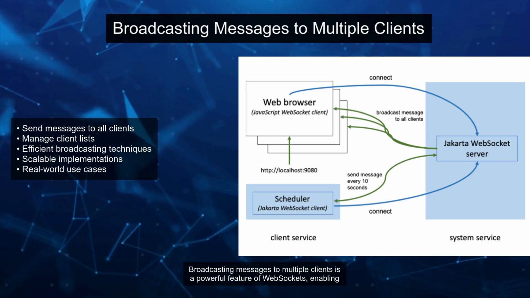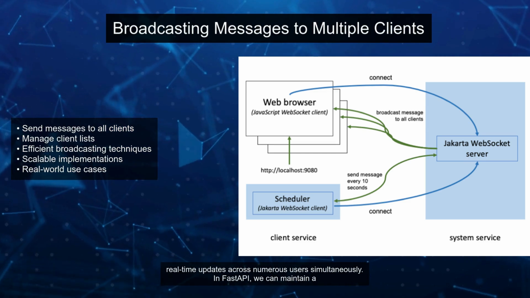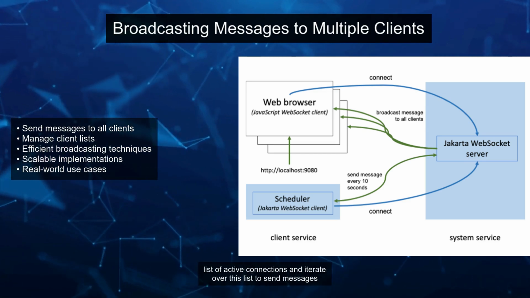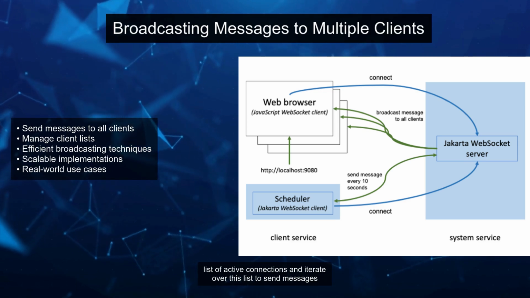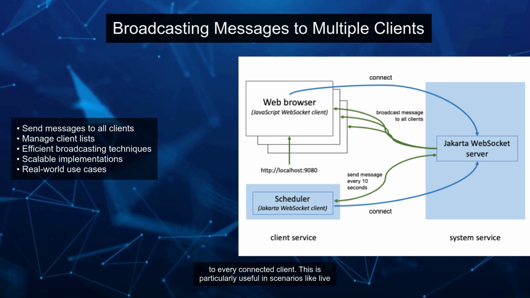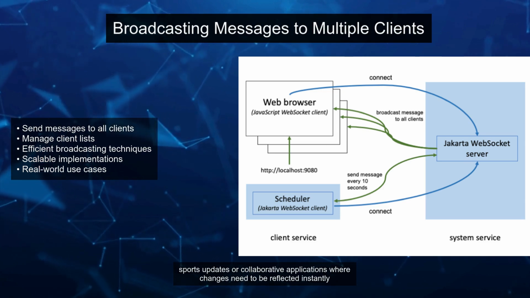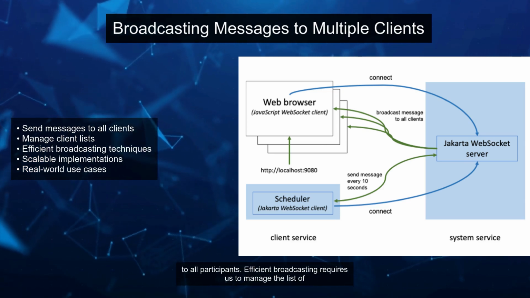Broadcasting messages to multiple clients is a powerful feature of WebSockets, enabling real-time updates across numerous users simultaneously. In FastAPI, we can maintain a list of active connections and iterate over this list to send messages to every connected client. This is particularly useful in scenarios like live sports updates or collaborative applications where changes need to be reflected instantly to all participants.